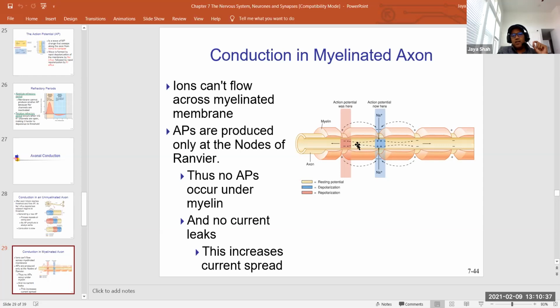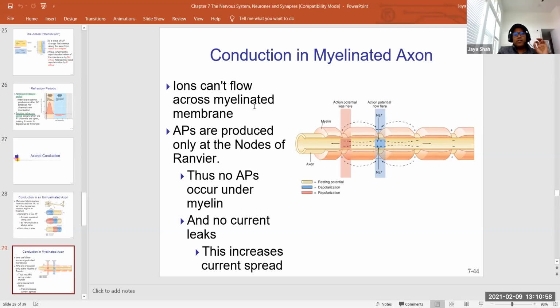It feels like they are not jumping, they are going inside, but it feels like it jumps from here to here. This section does not need to allow the flow of sodium and potassium. So it is jumping. That's why conduction in myelinated axon is faster.